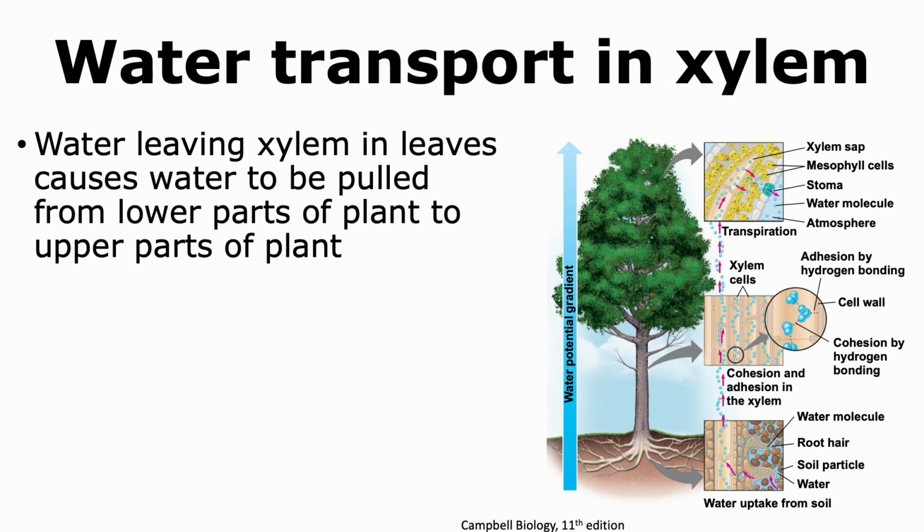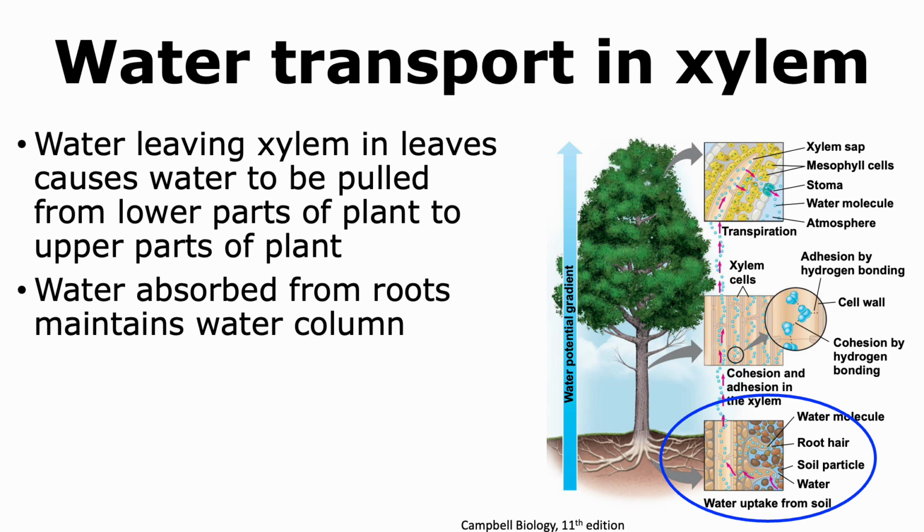The loss of water from the xylem in the leaves results in water being pulled upwards from lower parts of the plant. The water moves as a column due to the cohesion between the water molecules. The water column in the plant is maintained by the absorption of water from the roots. Thus, changes in the surface tension of water through transpiration, and cohesion of water as it travels upwards to replace the water that is lost, allows water to move against gravity.